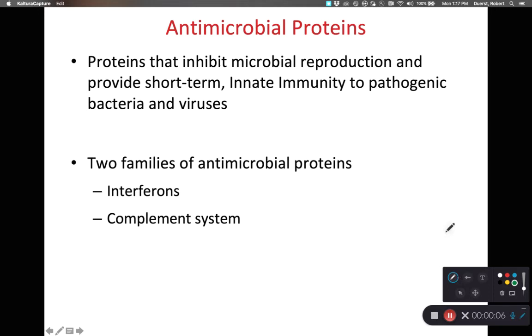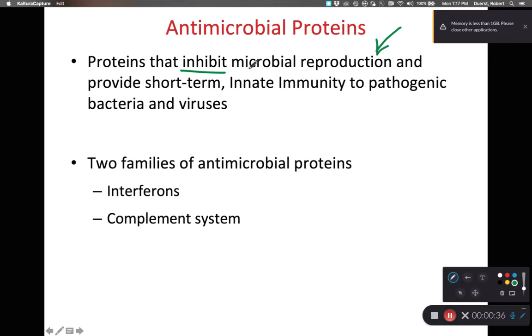Hey class, in this recording we're going to focus on the antimicrobial proteins of the innate immune system. As we look at these antimicrobial proteins, it's not that they are going to kill all microbes, it's just that they inhibit microbial reproduction. And as long as those microbes aren't reproducing, or are reproducing at a greatly diminished rate, they really don't provide as great of a threat to our body. It really diminishes the effect that they can have in our bodies.